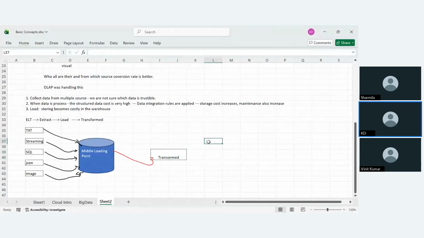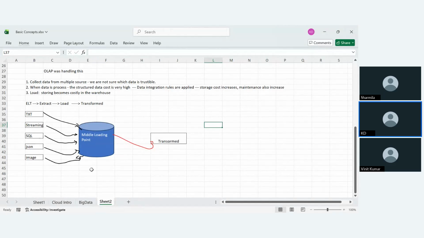So here in this middle loading point, we have the data ingestion frameworks, which get data from various sources and ingest data directly in the same form into the middle loading point. And from this middle loading point, data is extracted and transformed as per the need.